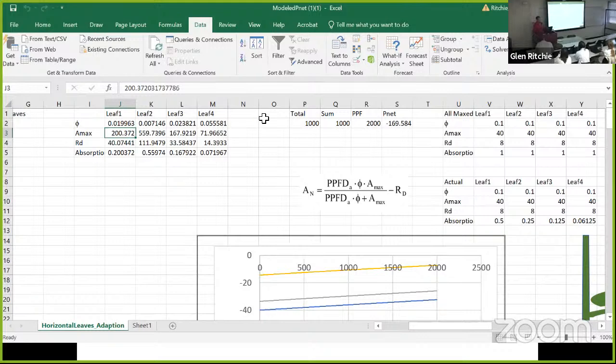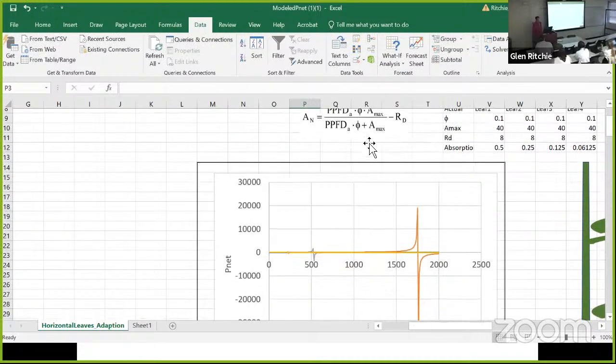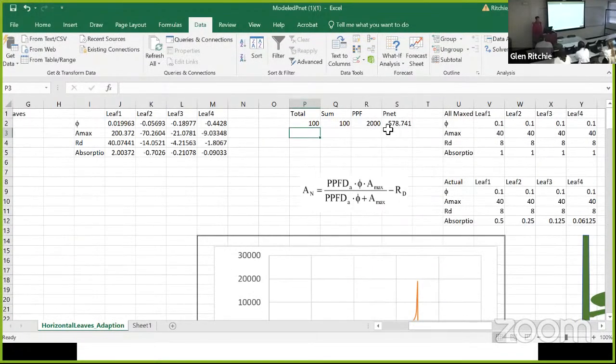So what's going on? We've got plenty of sunlight here. Why do we have negative PNet? Because since respiration increases with our maximum net photosynthesis, we've got large quantities of dark respiration going on here, which become a major problem. So let's bump this down to 100 here. And now you see, oh, that's crazy. Let's go ahead. Oh, that's because this number is greater than 100.